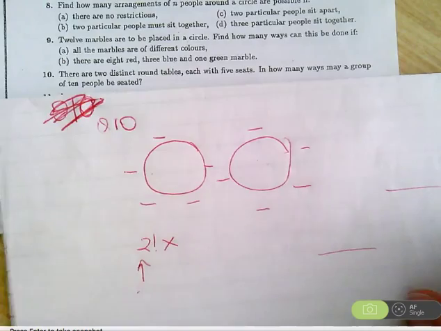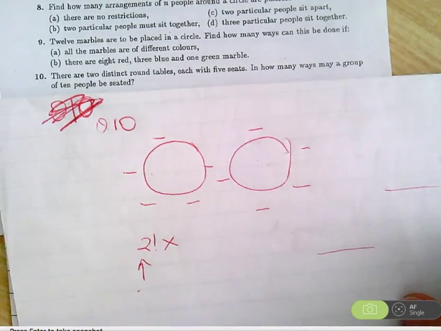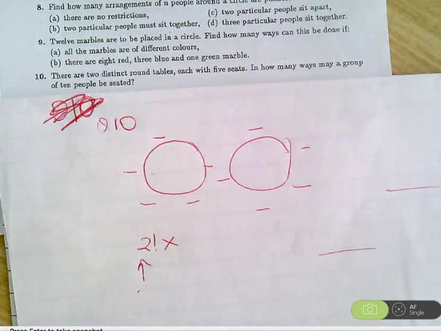All right, so there are 2 distinct round tables, each with 5 seats. In how many ways can a group of 10 people be seated? 1 minute. All right, let's do an easier way. Go. But would it be 10P5, because oh, you've just chosen the people and then you've arranged them. Okay, that's a good idea.